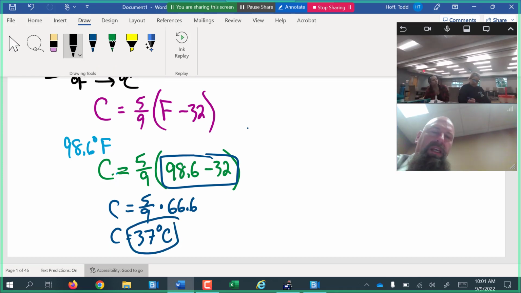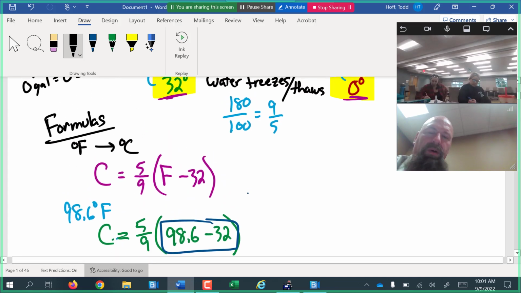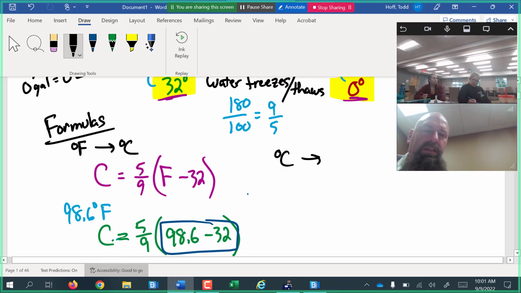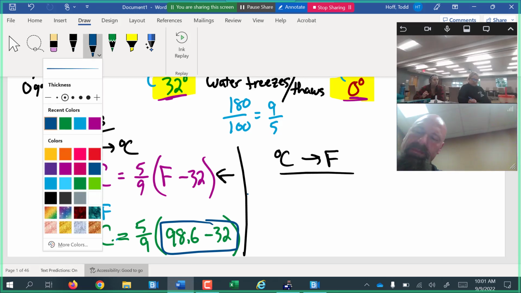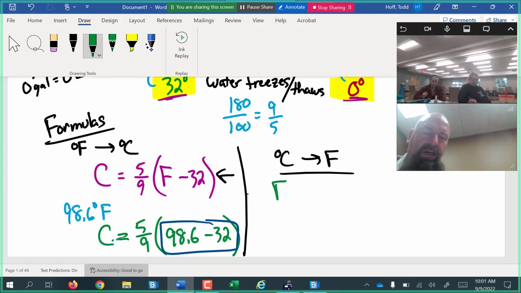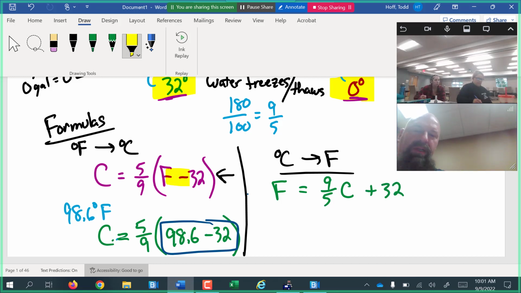If I want to go the other direction, from degrees Celsius to degrees Fahrenheit, I exactly reverse that formula. My Fahrenheit temperature is found by taking the Celsius temperature times 9/5, the ratio flipped over, and then adding 32. Notice over here we subtracted 32 first, then multiplied. Here we're going to multiply first and then add the 32.